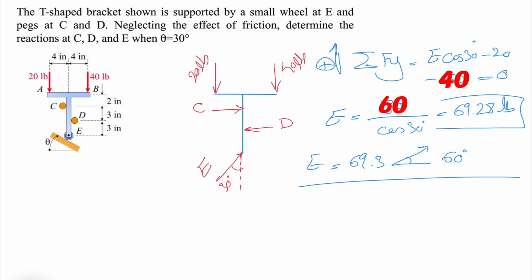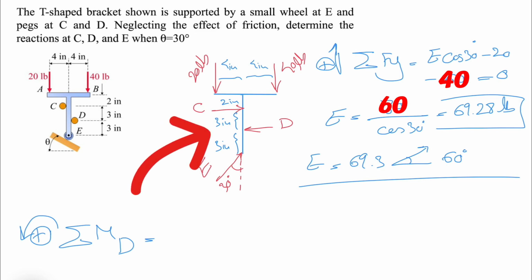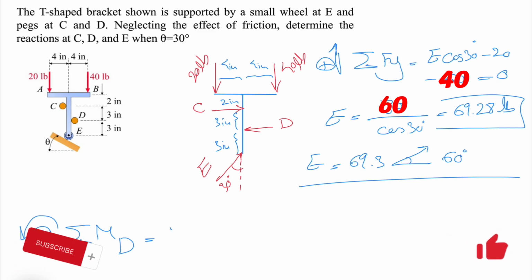So if we go with x, we'll see that there's two unknowns. We can find either C or D, but if we do the moment about point either C or D, we can find one of the unknowns since we already have the E. Let's go with the moment about point D, counterclockwise positive, and let's see what we have. So we have all the dimensions in the question. We know this part 2, this will be 3, and this is also 3 inches, and we have 4 inches for this force and 4 inches for that one too. So all we need to do is just to find the moment about point D.